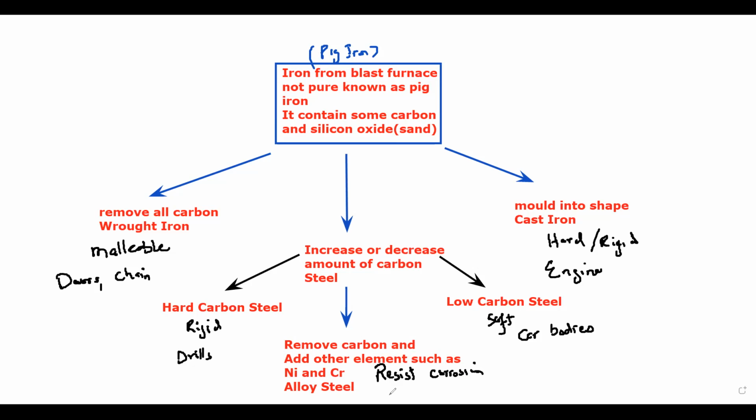So as it does not rust or resist corrosion, we can use it for cutlery such as knife, fork, or we can also use it in chemical plants. Spoon, knife, they all are made up of stainless steel, or chemical plants, because it does not rust.